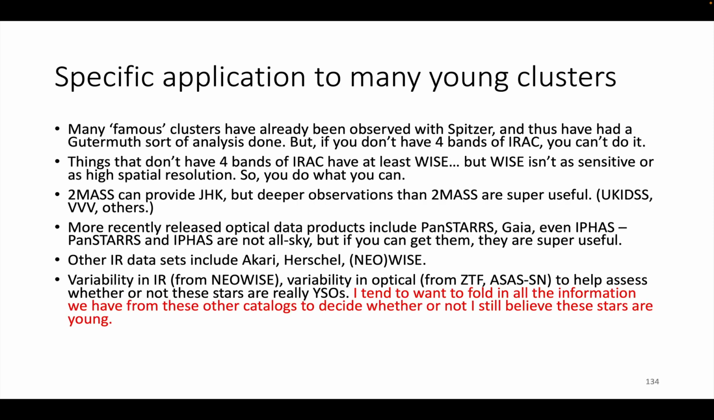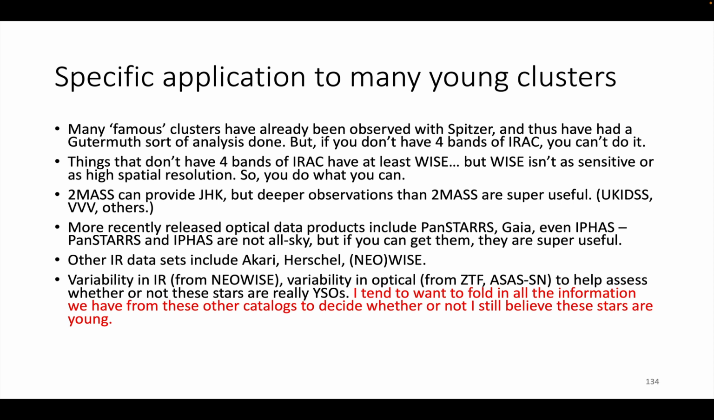Okay, so my own approach to finding young stars. Many famous clusters have already been observed with Spitzer, and thus either Gutermuth did this kind of analysis himself, or his collaborators did it with him, or somebody was doing that kind of analysis on it. But if you don't already have four bands of IRAC for a given patch of sky, you can't use his method. Things that don't have four bands of IRAC at least have WISE, because WISE did the whole sky.